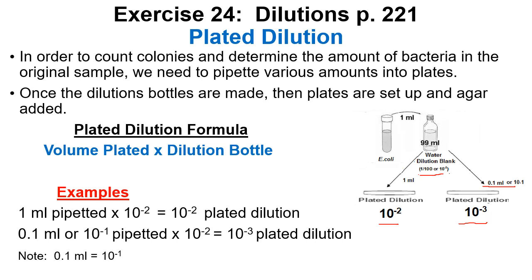So which of these plates do you predict would have more colonies after incubation? 10 to the negative 2 or 10 to the negative 3? Correct. 10 to the negative 2 would have more colonies because it's the least dilute.